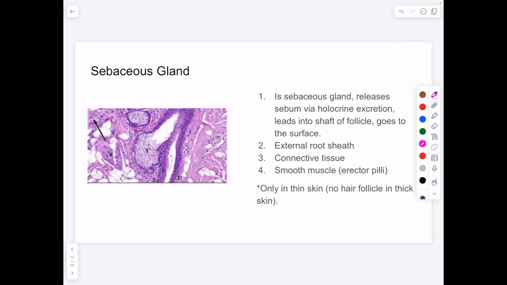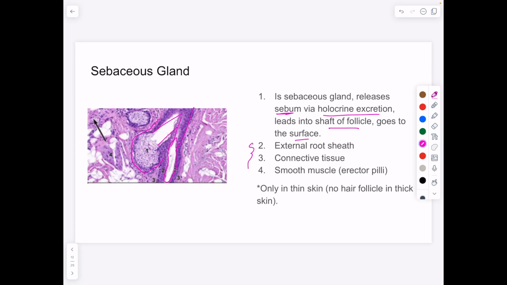All right, now we have our sebaceous gland. Our sebaceous gland is located right here. What's a good hint that it's a sebaceous gland? Well, it is right next to our hair follicle. And so you can see that there's no very clear lumen. It seems to kind of lead up to maybe the hair shaft right here with a weird cut. But it kind of just looks like a blob overall. And it's going to release sebum via holocrine excretion, which we talked about already, on the shaft of the follicle, to the surface.